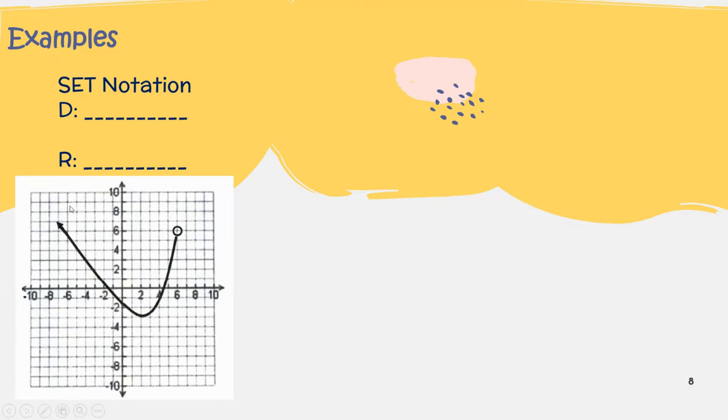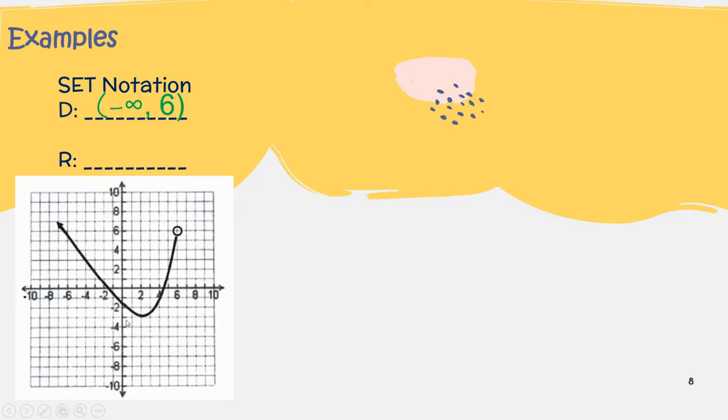So let's look at the end of our graph here. It's got an arrow, meaning it continues on forever negatively for our x values here. So this will be negative infinity. And then over here, where does it stop? Right here at x equals 6. Does it include that 6? The open circle tells us it does not, so that means that it is going to be a parentheses as well.